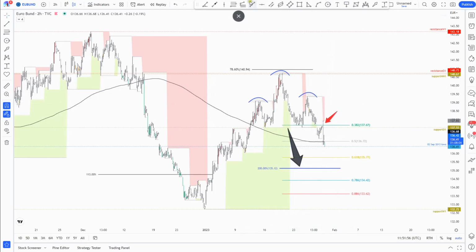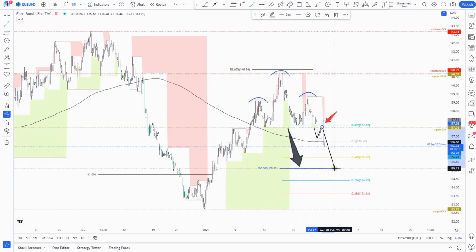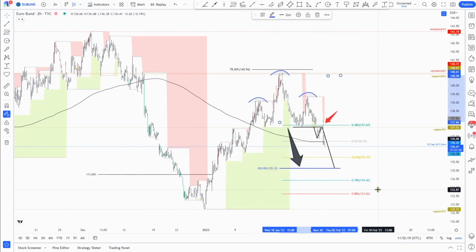We want to see the price breaking below the support, finding support, and then being pushed to the next zone, rejecting the next zone, and starting to trade lower. So at this point, I have no reasons to not believe the market will trade the 200% Fibonacci extension.